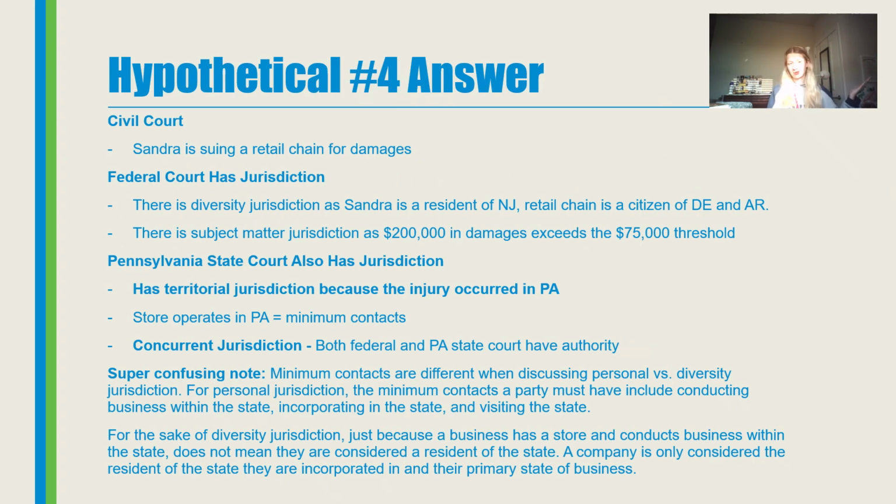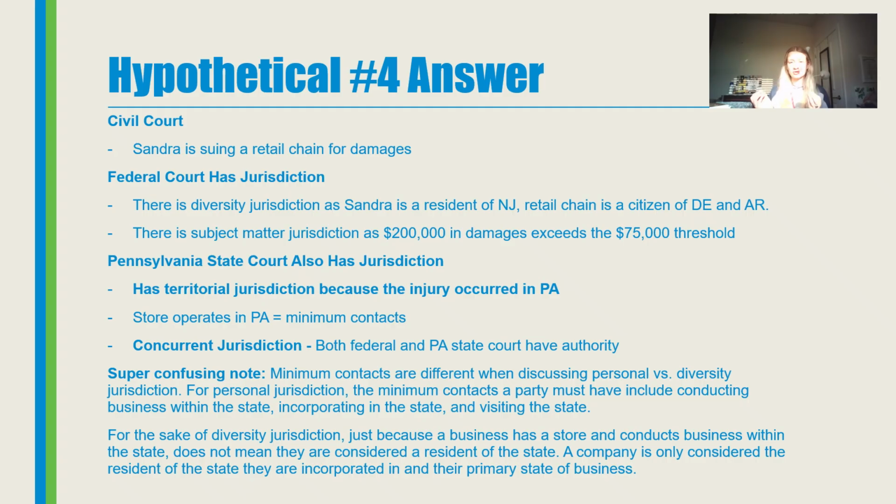So this would go to civil court because Sandra is suing a retail chain for damages, and federal and state court both have jurisdiction. There is diversity jurisdiction as Sandra is a resident of New Jersey and the retail chain is a citizen of Delaware and Arkansas. There is subject matter jurisdiction as $200,000 in damages exceeds the $75,000 threshold. Pennsylvania also has territorial jurisdiction because the injury occurred in Pennsylvania, and the store operates in Pennsylvania, meaning that there are minimum contacts. That also means that there is concurrent jurisdiction, so both federal and Pennsylvania state court have authority.